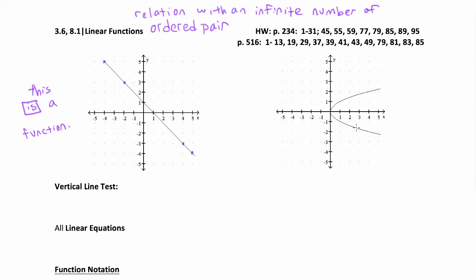And this over here, I have a problem where if I say, hey, what y value corresponds to x equals 3, I get that and that. If I say what corresponds to x equals 4, I get 2 and negative 2. And it only takes one instance of a single x value corresponding to more than one y value to make this not a function. So this is not a function.